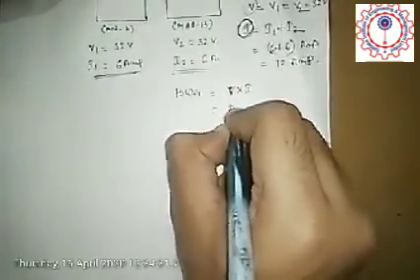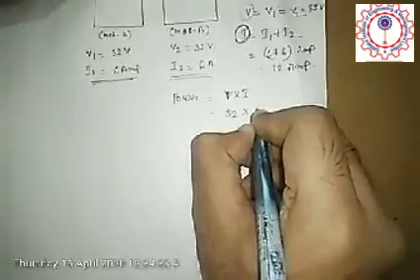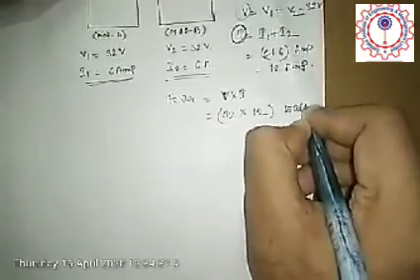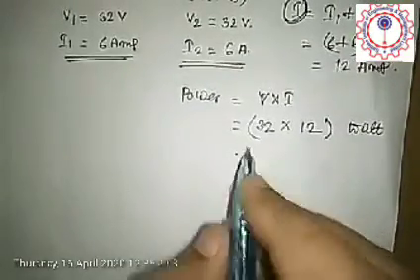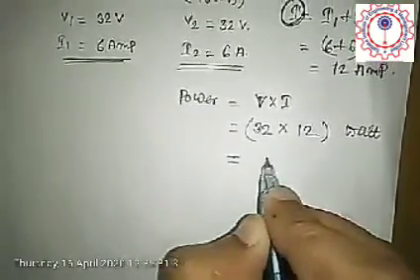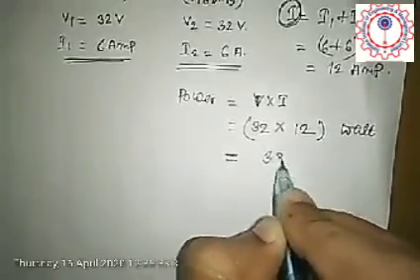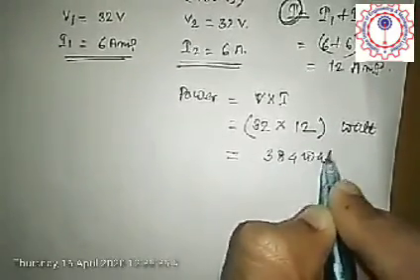At that time the output power is V into I, 32 into 12, and the final answer will be 384 watt.